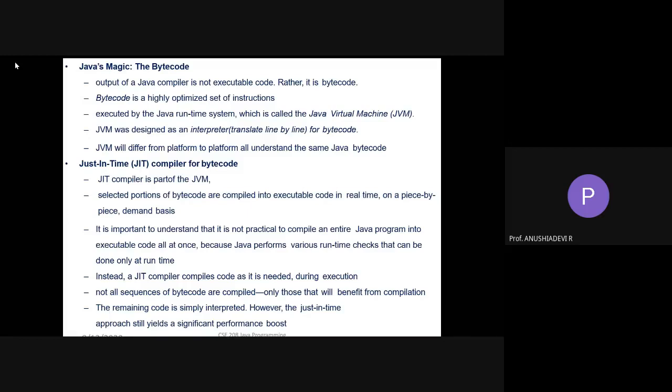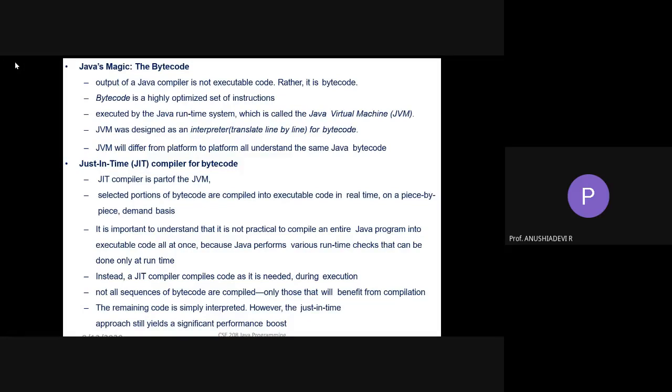The JVM is platform dependent, but the bytecode and the Java code are not. The Java code is nothing but the source code. So first we have to write the source code, then compile it to get the bytecode. This bytecode is executed by the JVM.